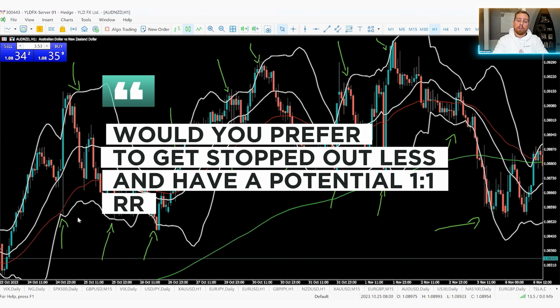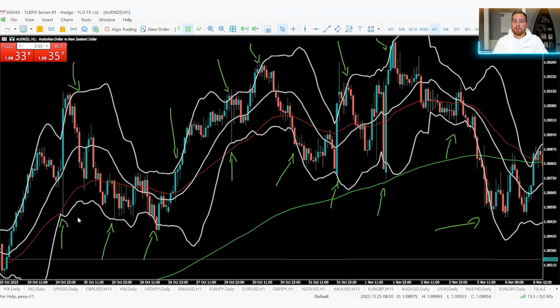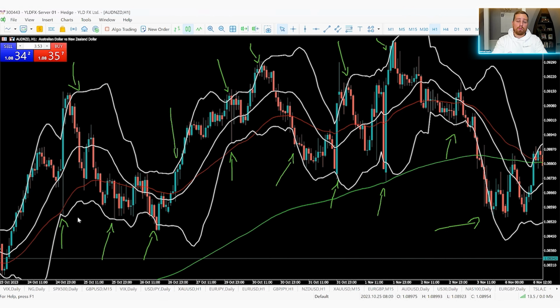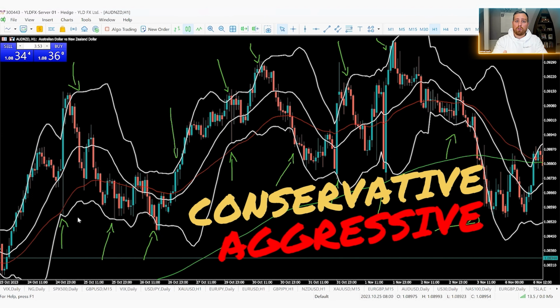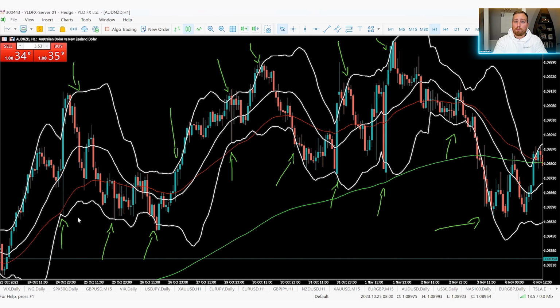Would you prefer to get stopped out less and have a potential 1-to-1 or 0.5-to-1 reward to risk? Or would you prefer to get stopped out more and double your potential reward from these positions? That is ultimately how I would trade this from a risk management perspective. Depending on your taste, is it conservative or aggressive? It's completely down to you. But this is one of the basics of using Bollinger Bands.